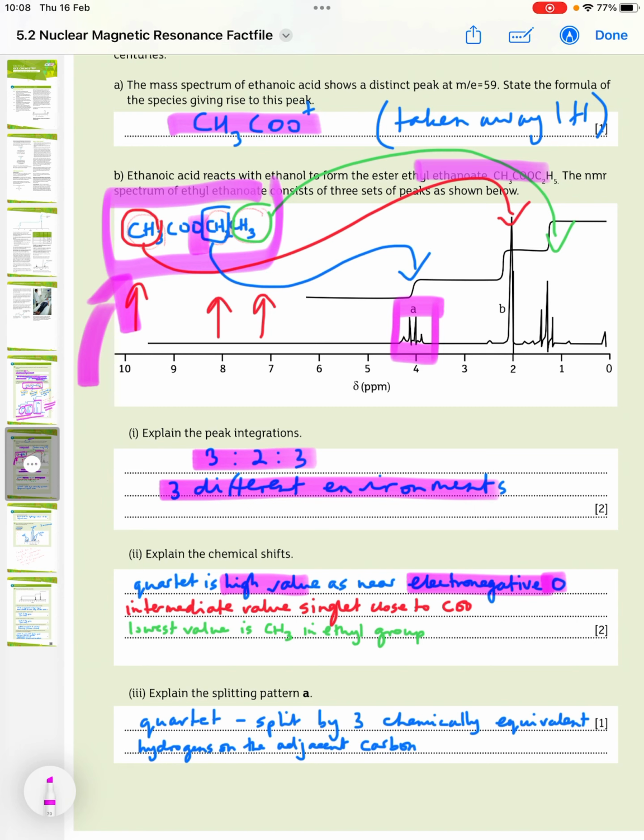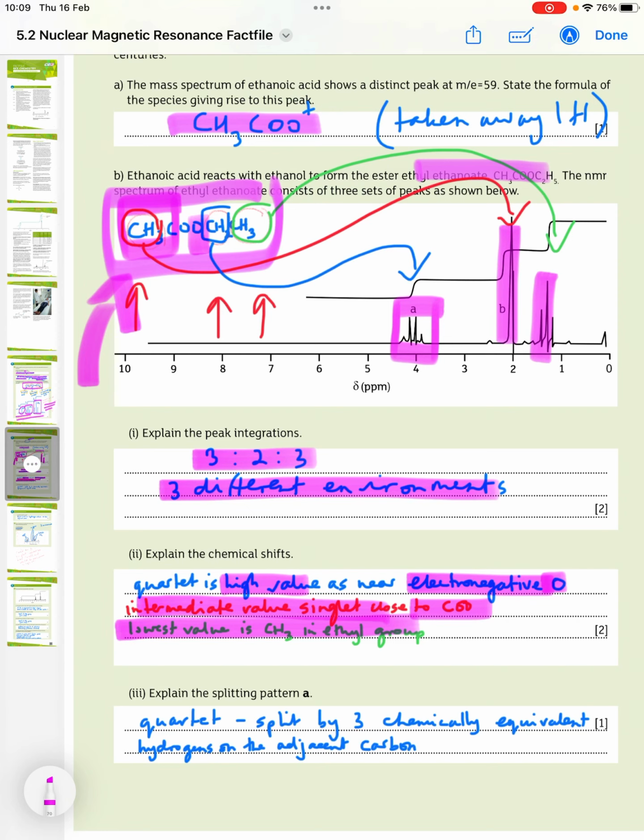So you see that the oxygen in the molecule is right beside it. The intermediate value singlet is close to this, so it's this one, and it's here, and it's close to the carbon bonded to two oxygens, but it's not directly bonded to an oxygen, so it's not as de-shielded as A. And then the lowest value, the green one here, is just the methyl group in the ethyl chain.